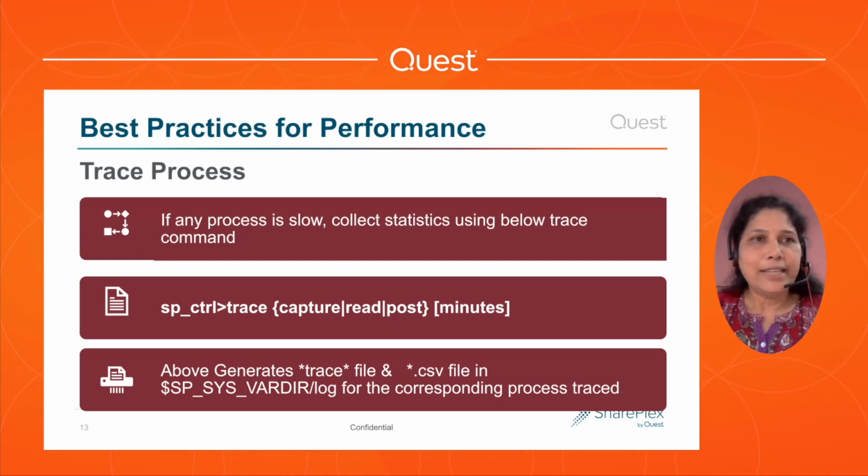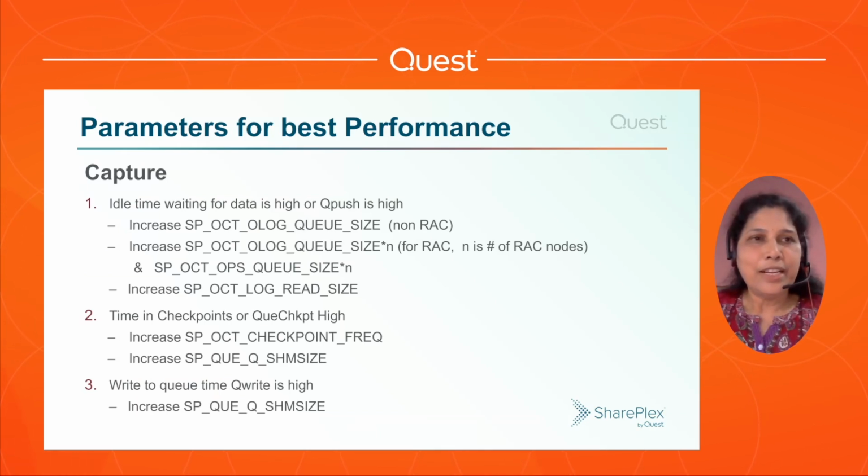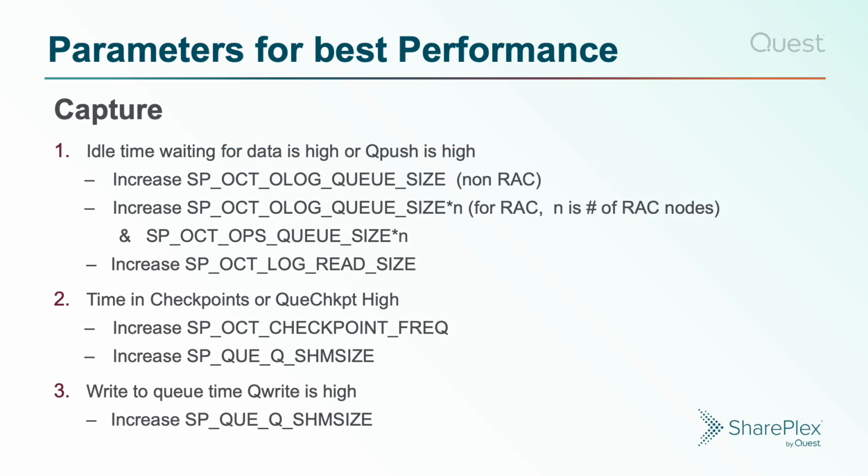Okay, first we'll look at the capture process. Now you run a trace on capture, and it has generated a trace file and a CSV file. When you look at these files, if idle time waiting for data is high or queue push is high, you will increase SPOCT log queue size and SPOCT log read size. If it is a RAC system, you multiply this by the number of RAC nodes and then increase those parameters. Queue push means basically it's waiting to add a record to the internal queue when the queue is full. And the queue is SPOCT log queue size.